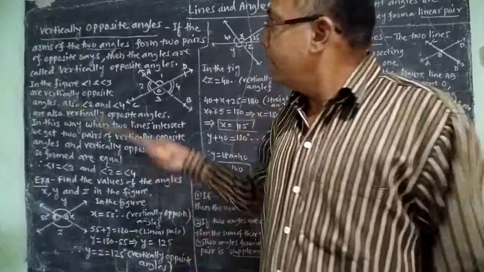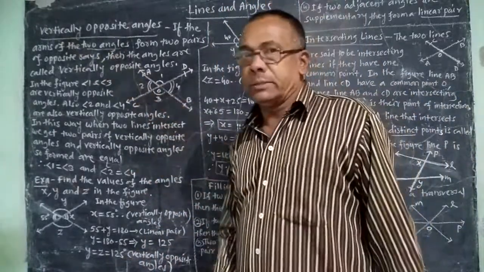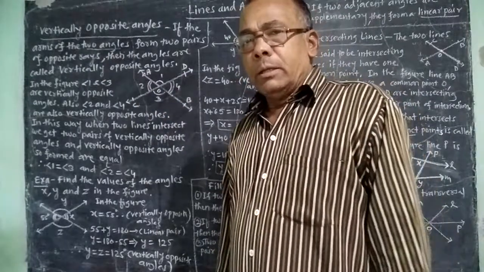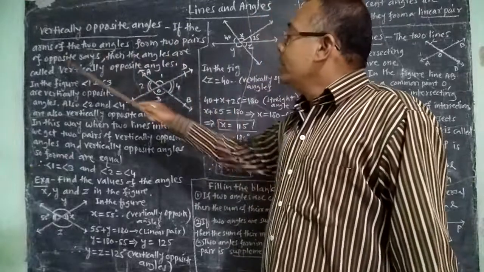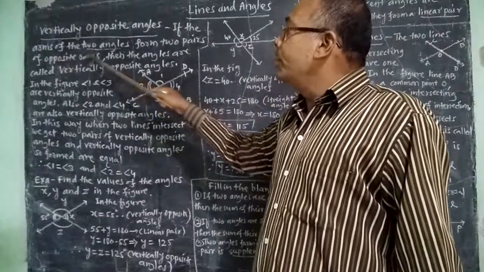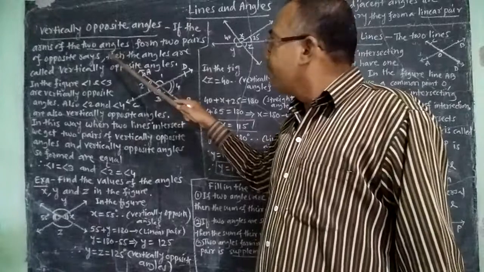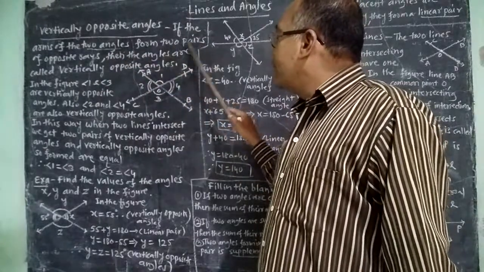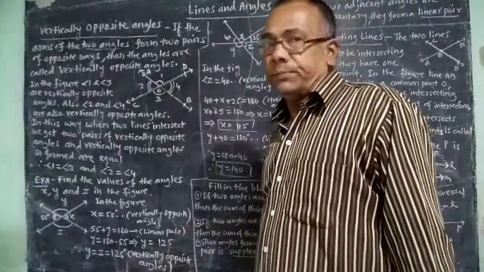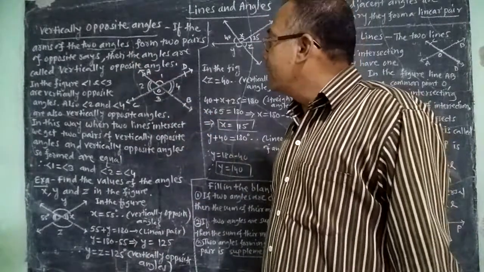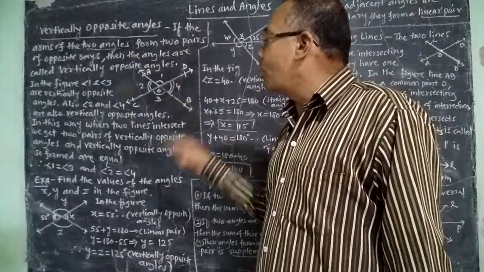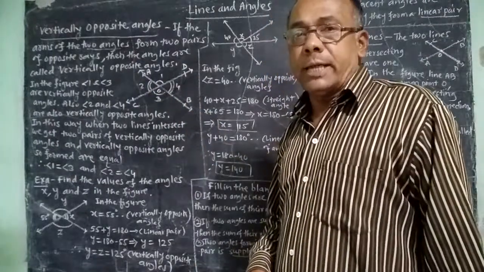Today we have to see vertically opposite angles. So its definition is, if the arms of two angles form two pairs of opposite rays, then the angles are called vertically opposite angles. These two angles are called vertically opposite angles.